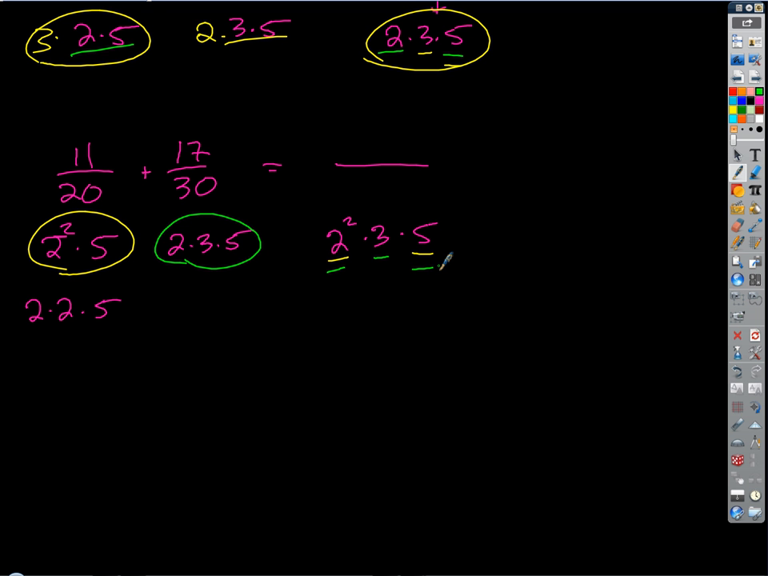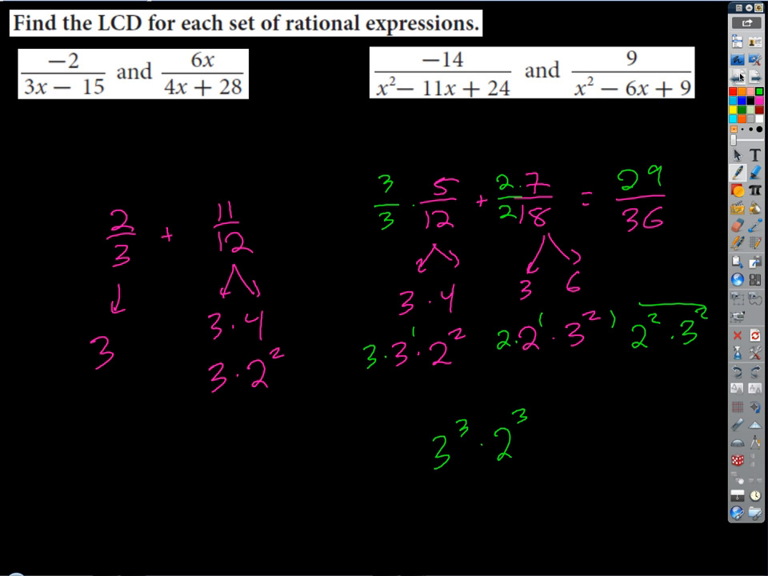Okay, what's that work out to be? 4 times 3 times 5 is 60, right? And then to get that, I would have to multiply this one by 3 over 3, and this one by, what am I missing? I need to make it 2 squared. So 2 over 2, right? Okay?